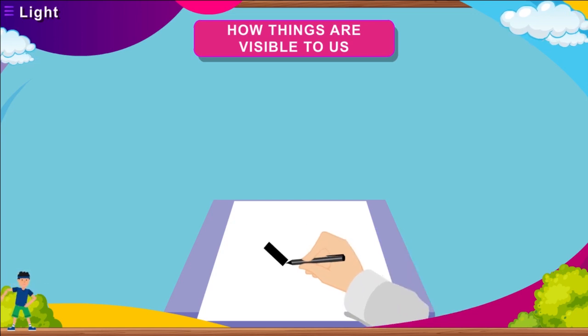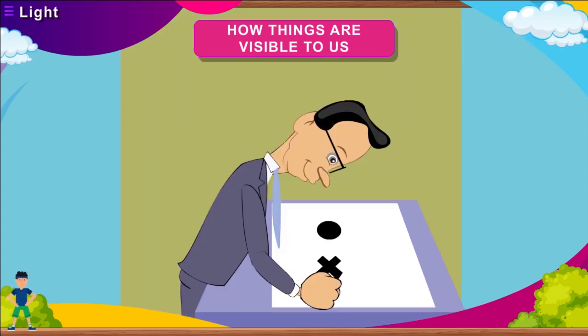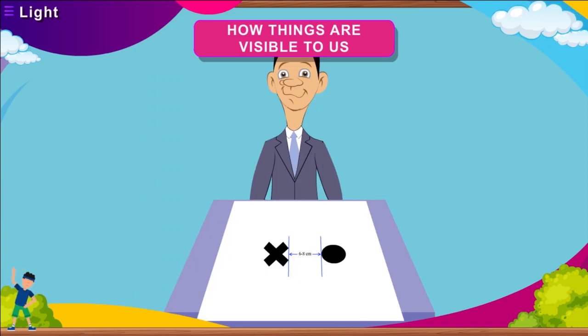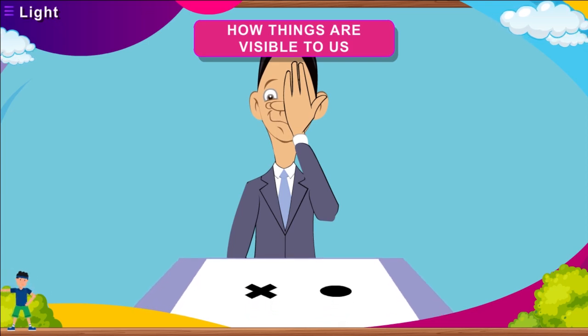Make a dot and a cross on a sheet of paper on a spot to the right of the cross. The distance between the two marks may be 6 to 8 cm. Hold the sheet of paper at an arm's length from the eye. Close your left eye. Look continuously at the cross. Move the sheet slowly towards yourself.